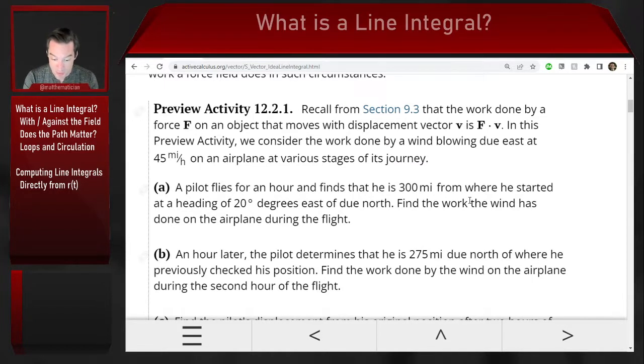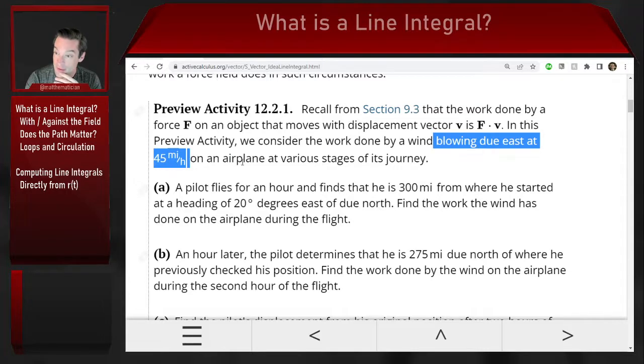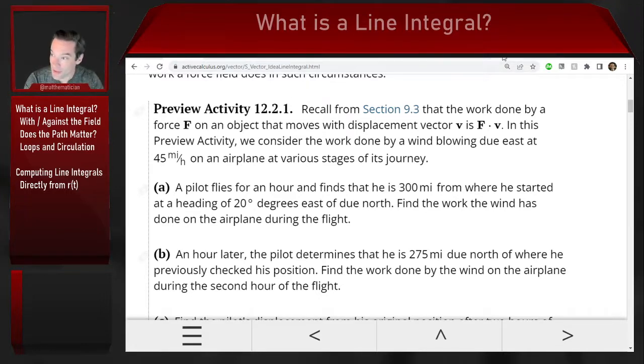And just to remove some of the calculus aspects of it, we're going to think of the wind velocity field here as being a constant. So the wind is blowing due east at 45 miles an hour. We're going to measure everything here in miles, and everything in hours. So we're not being SI unit scientific about this.